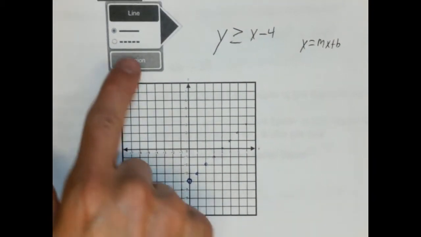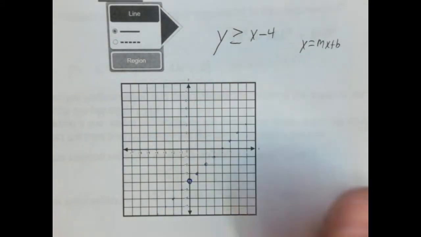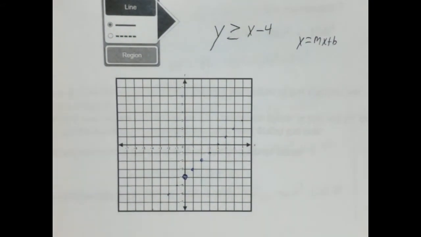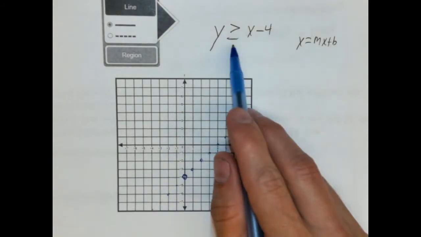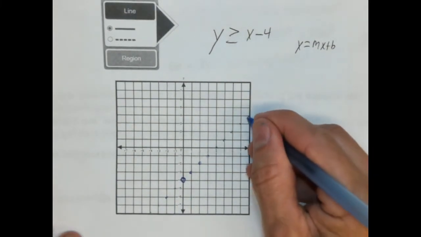Now we need to decide whether or not it is a solid or dotted line. Because this is "or equal to," this is considered to be inclusive, okay, for all you interval notation fans out there. This would be with a bracket, right? So because it's inclusive, that means the line is part of the solution. So we're going to draw a solid line.